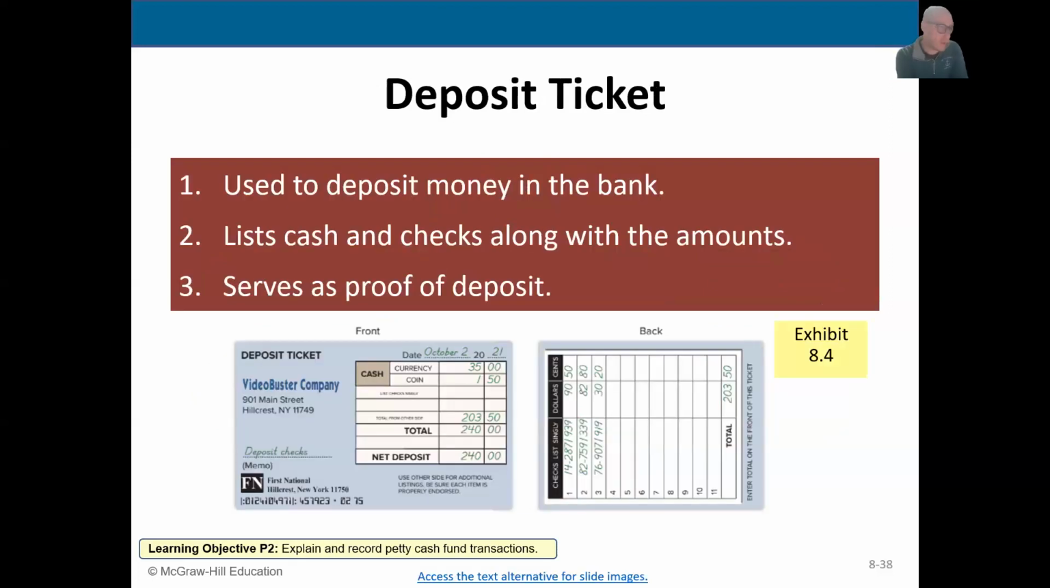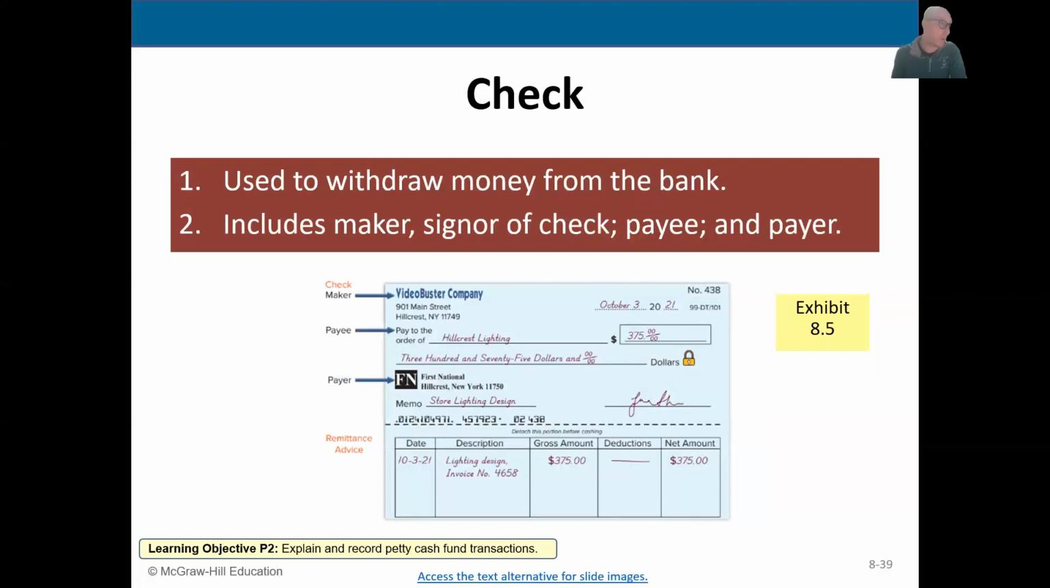This is an example of a deposit ticket. We use it to deposit physical cash and checks. It's a list of the cash in terms of currency and coin. And on the other side, it's a list of all the checks, the check numbers, and the amounts. Of course, we total it all at the end. Serves as proof of deposit. Keep a copy of that, yeah?